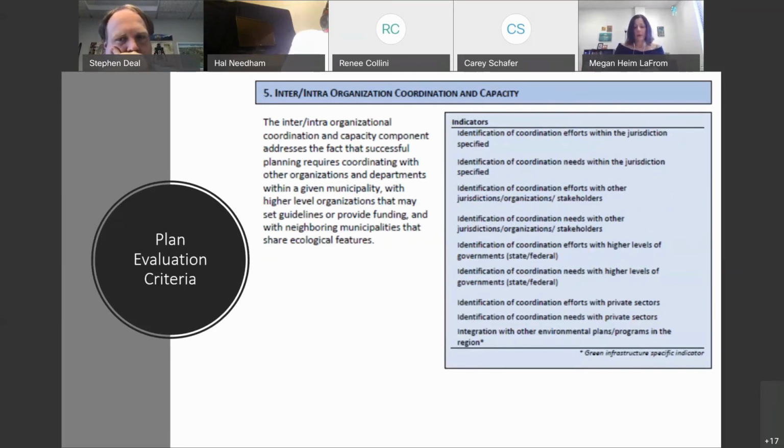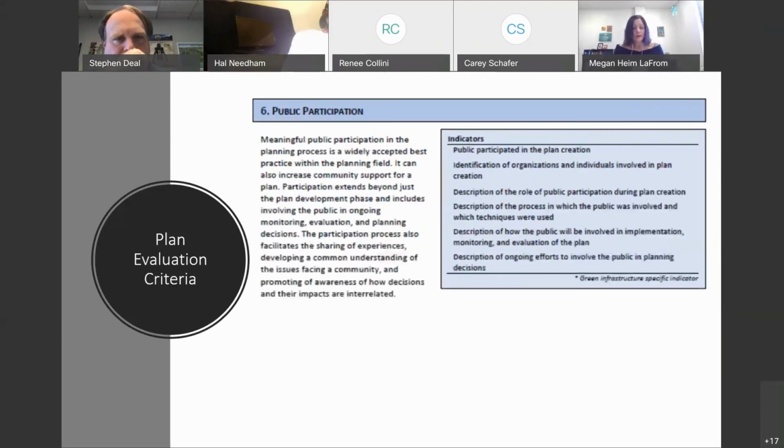The organizational coordination and capacity component addresses the fact that successful planning requires coordination with other organizations and departments within a given municipality, with higher levels of organization that may set guidelines or provide funding, as well as with neighboring municipalities that share ecological features. So since environmental and ecological issues don't necessarily respect political boundaries and are affected by many interdisciplinary factors, this coordination and the capacity of organizations and departments to coordinate is essential to green infrastructure planning. And the last component, public participation.